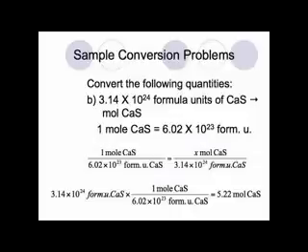And so I take my 3.14 times 10 to the 24th formula units of calcium sulfide times 1 mole of calcium sulfide. I then divide that by 6.02 times 10 to the 23rd formula units of calcium sulfide. The formula units cancel, and I'm left with moles of calcium sulfide, and it's 5.22 moles of calcium sulfide as my final answer.